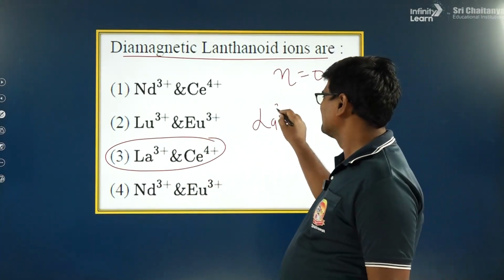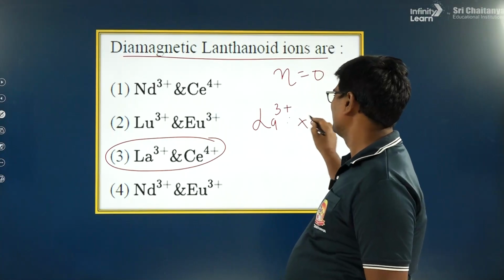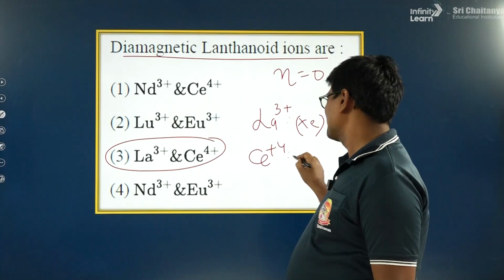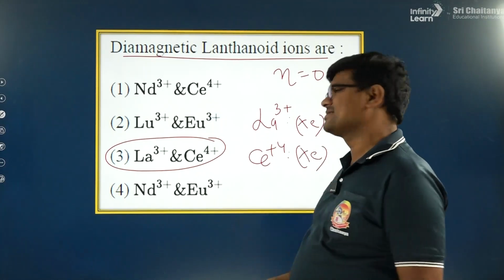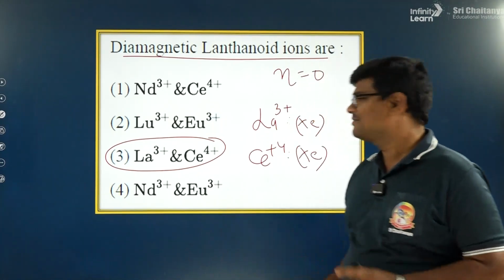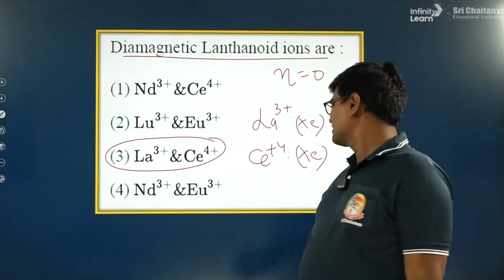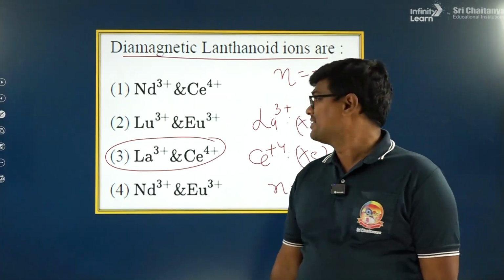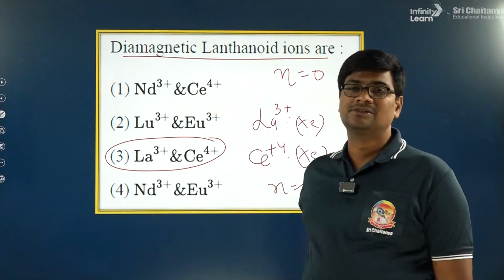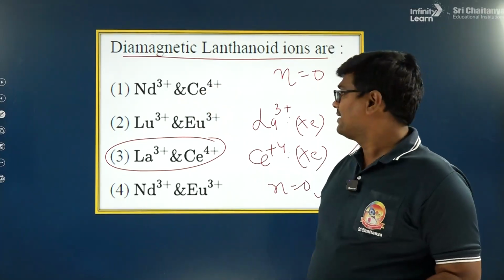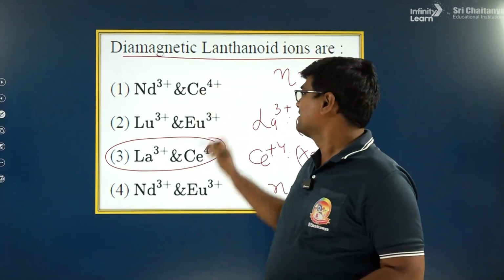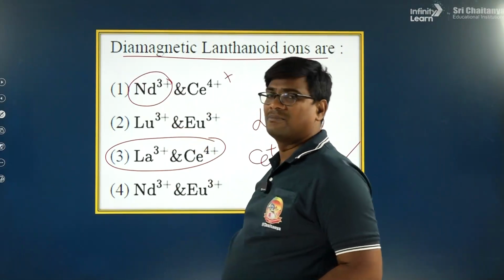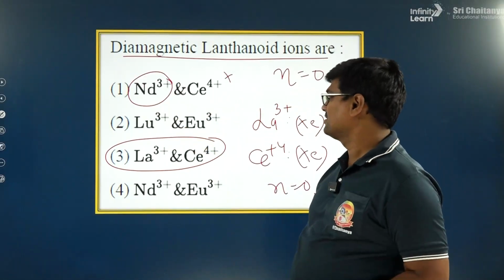Lanthanum 3 plus, what is its configuration? Xenon, full filled orbitals. Cerium 4 plus, what is its configuration? Xenon, full filled orbitals. So lanthanum 3 plus and cerium 4 plus have full filled orbitals. The number of unpaired electrons is 0 in these. Therefore, they are diamagnetic in nature. In case of neodymium, it is in fact paramagnetic with unpaired electrons are there. Cerium, okay. So this is okay na, paramagnetic. Therefore, that is not a correct option.